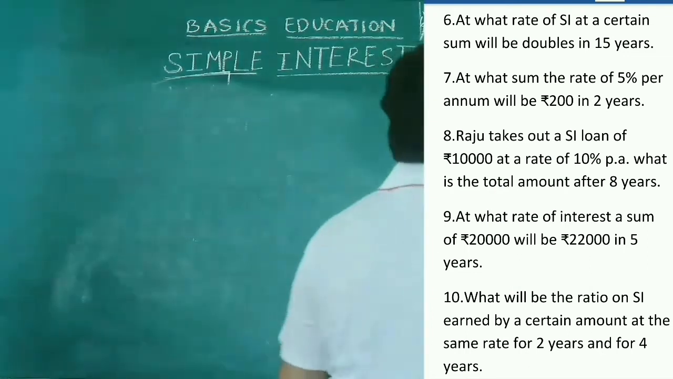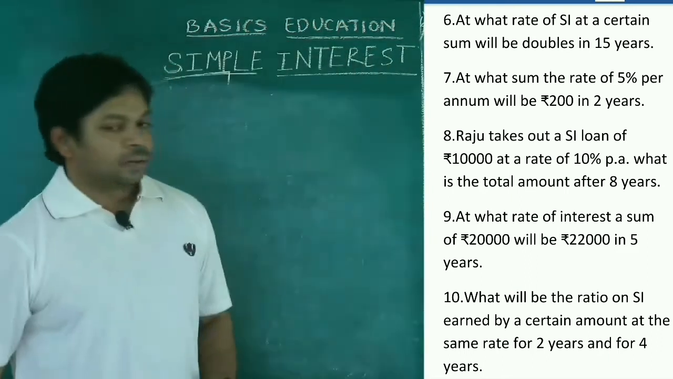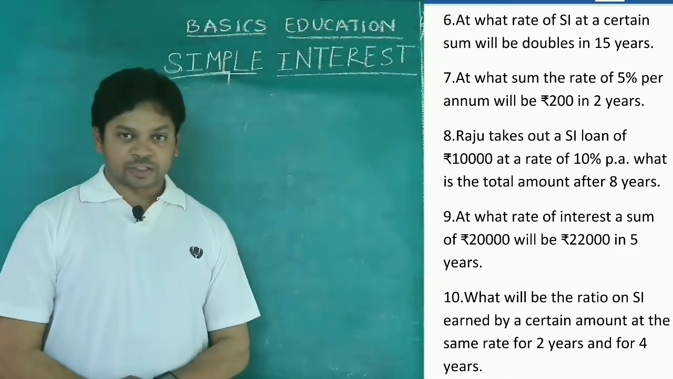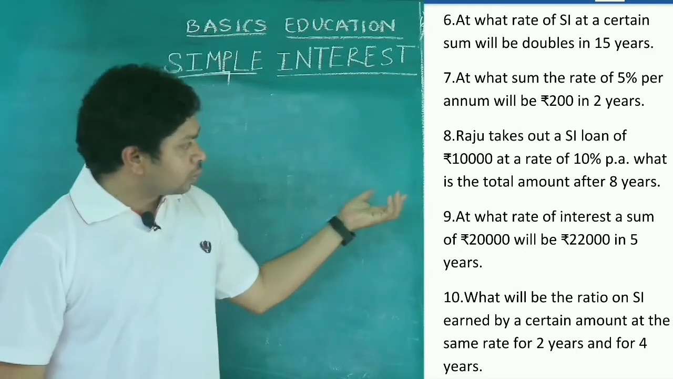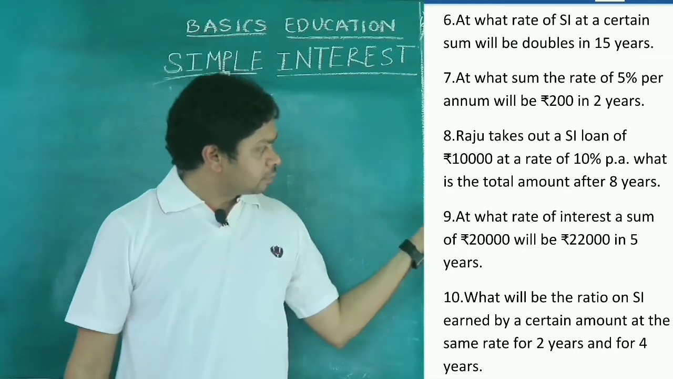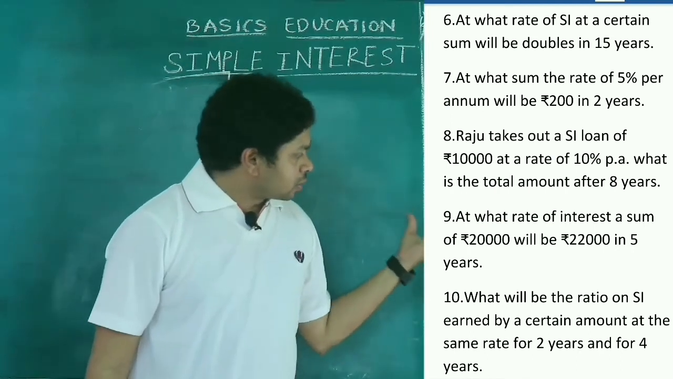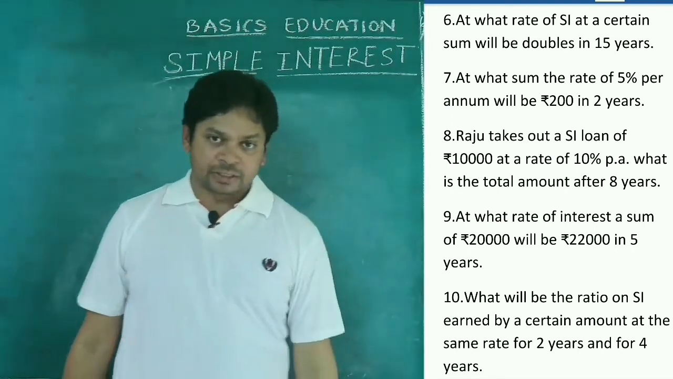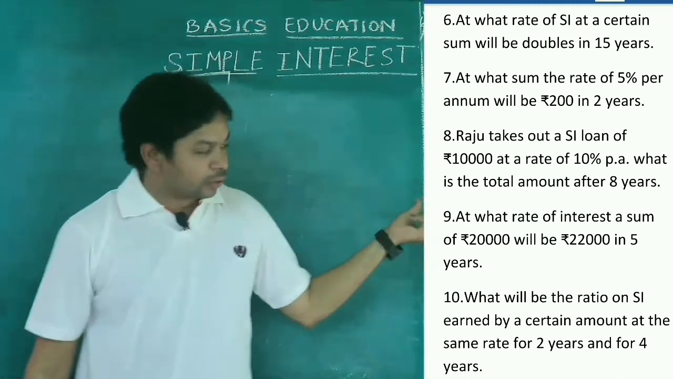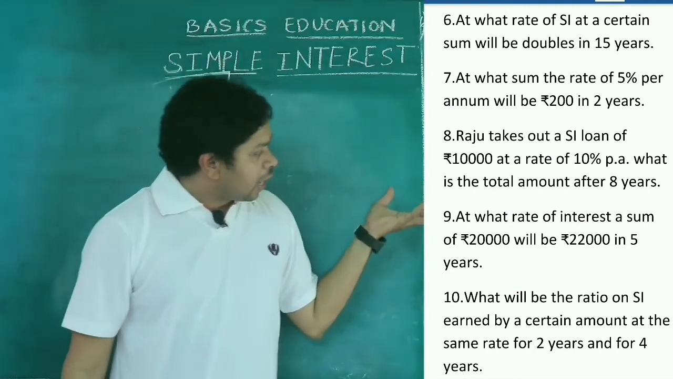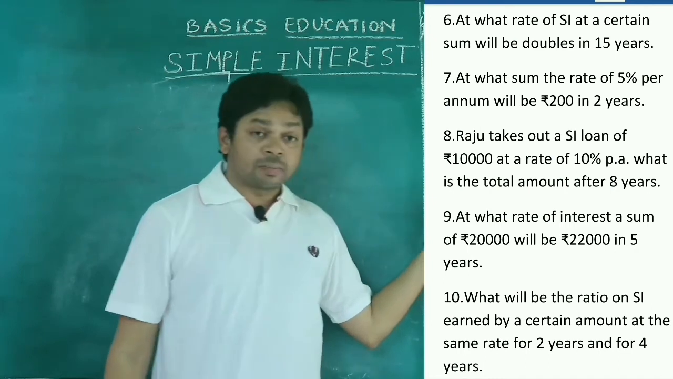And then go to the next question, that is: Raju takes out a simple interest loan of 10,000 rupees at the rate of 10% per annum. What is the total amount after 8 years? It is asking again: Raju takes out a simple interest loan of 10,000 rupees at a rate of 10% per annum. So what is the total amount after 8 years, it is asking.